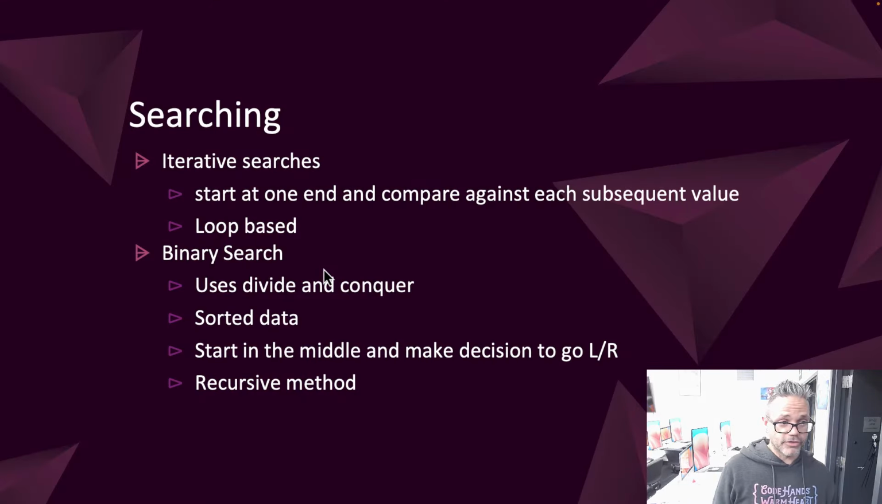Searching. I have iterative searches. I want to start at one end and compare against each subsequent value. These are loop-based structures. I can also use a binary search. I'm going to use divide and conquer, aka recursion, to make that happen as well. Binary search, you want to make sure you're always using sorted data, otherwise it's not going to be useful at all. And you start in the middle and make decisions to go left or right based on the sorted value of that. And it's recursive, like I just said. Just keep that in mind as you go through it.